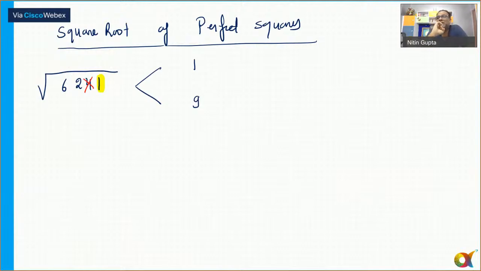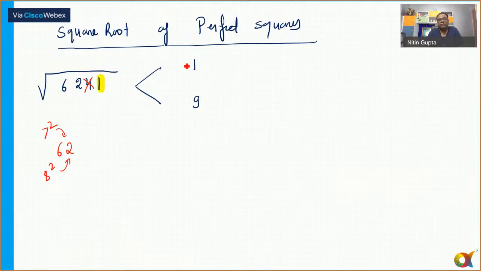62, ये किसके बीच में lie करता है? It lies in the square of which number? Now I know 8 square is 64, isn't it? And 7 square is 49. So here the term 62 lies between 7 square and 8 square, isn't it? So 7 square is 49, 8 square is 64. It means my answer is in 70s. Okay. It is between 70 to 80 because 80 square will be 6400 and 70 square will be 4900. So my answer must be between 70 and 80.